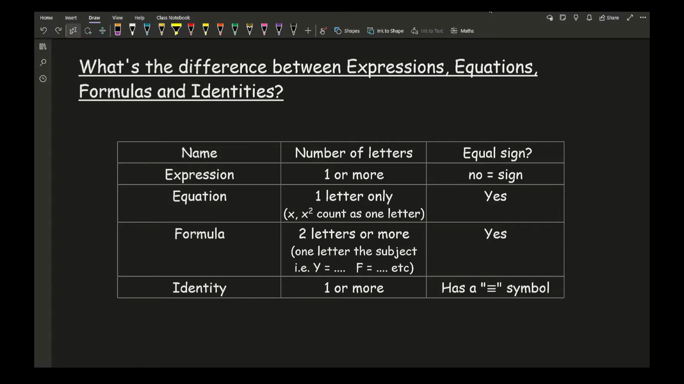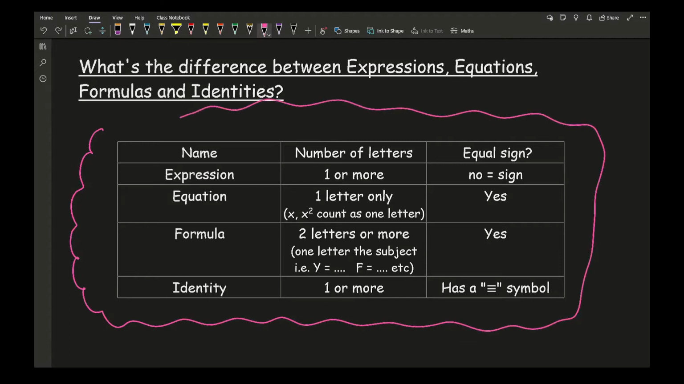So with regards to an expression, now before I get started, I certainly would recommend you making a note of this table, both for your revision or in your exercise book, to know the difference between the four of them. So again, let me just put a bubble around it. So let's have a look at the first one.